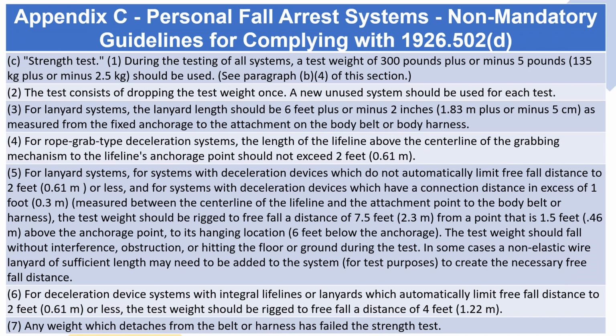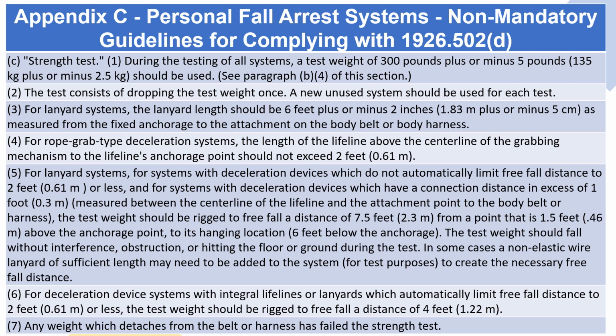C. Strength test. 1. During the testing of all systems, a test weight of 300 pounds plus or minus 5 pounds (135 kilograms plus or minus 2.5 kilograms) should be used. See paragraph B(4) of this section. 2. The test consists of dropping the test weight once. A new and used system should be used for each test.